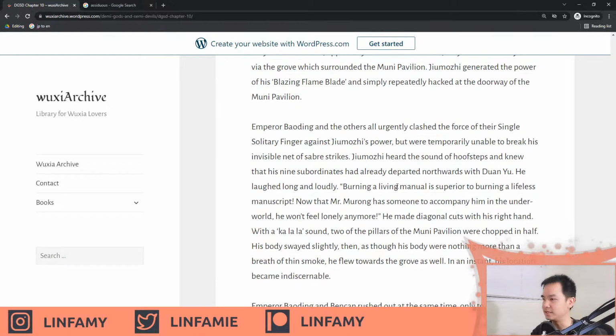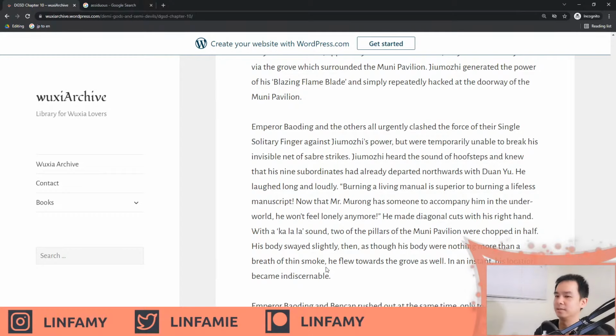Jiumozu heard the sound of footsteps and knew that his 9 subordinates had already departed northwards with Duan Yu. He laughed long and loudly. "Burning a living manual is superior to burning a lifeless manuscript. Now that Mr. Murong has someone to accompany him in the underworld, he won't feel lonely anymore." He made diagonal cuts with his right hand. With a ka-la-la sound, 2 of the pillars of the Mooney Pavilion were chopped in half.